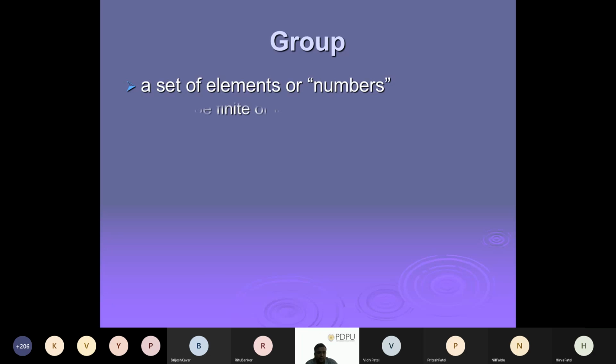So now we are going to the word group. In real life also we use this word, right? A group means a set of students. In a project also you are in groups, in previous DBMS and other subjects also. Some groups have a finite number of elements, and in theory some groups have an infinite number.